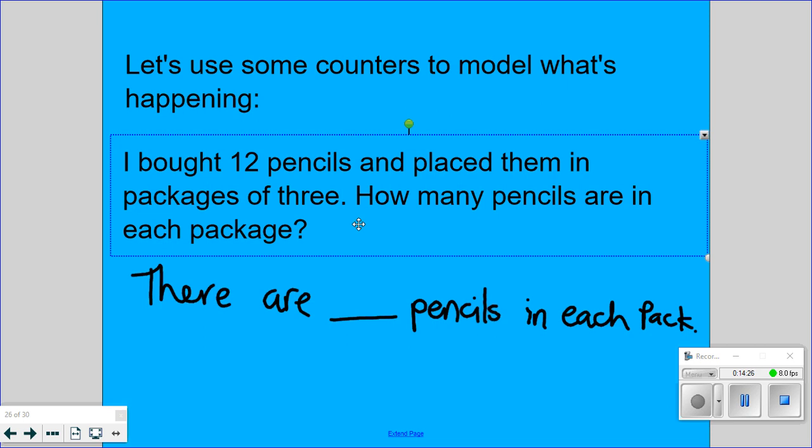Go ahead and count out 12 counters. There's all your pencils. They've just become round and little. You got 12 counters? Yeah. Perfect. Give me a secret thumb when you've got 12 counters. They can be in a pile. You don't need to arrange them in any way. Make sure you got 12.